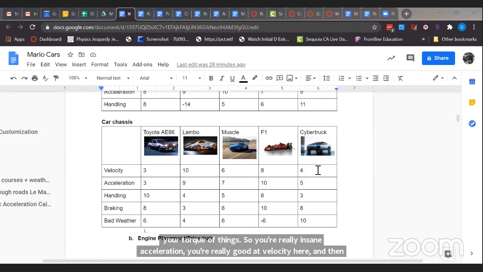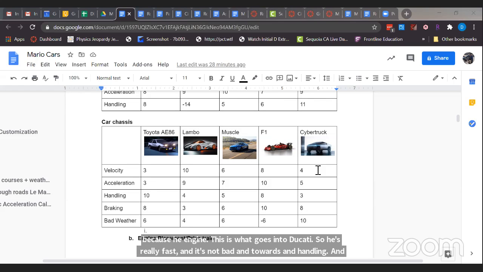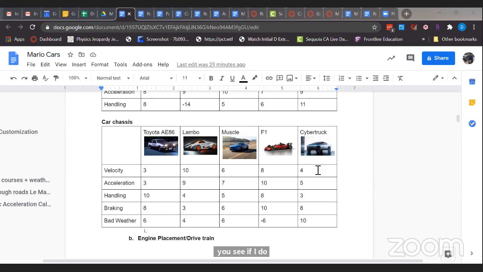Now your car chassis, which is the main body of your car. When you're drawing your car, you don't actually have to make your car look like this. These are just the statistical things that your car will have. You can make your car look completely different than this, or you can make it look like this. It's up to you. There are 5 different chassis I'm going to introduce to you.